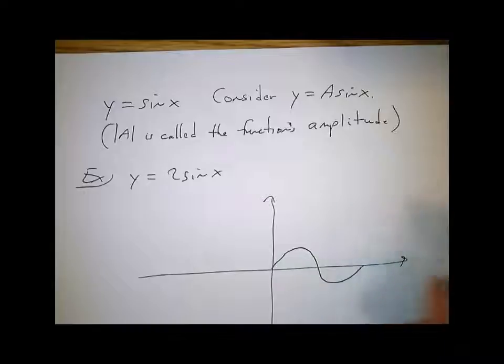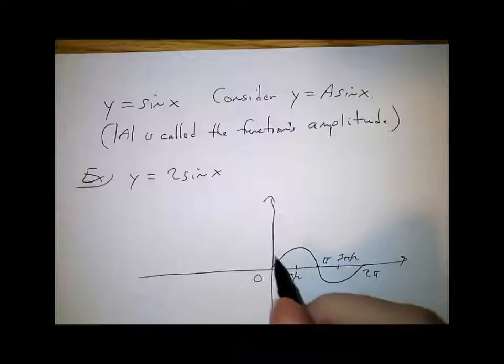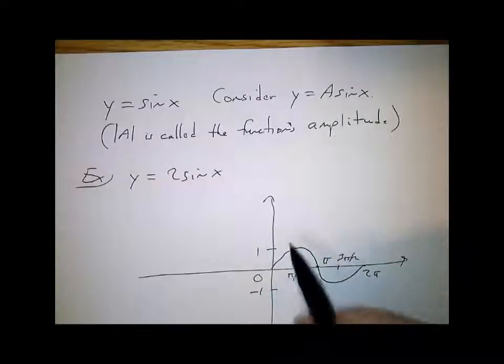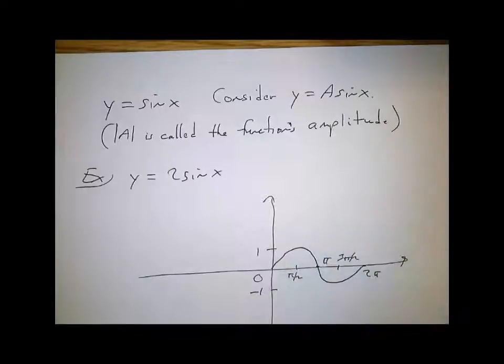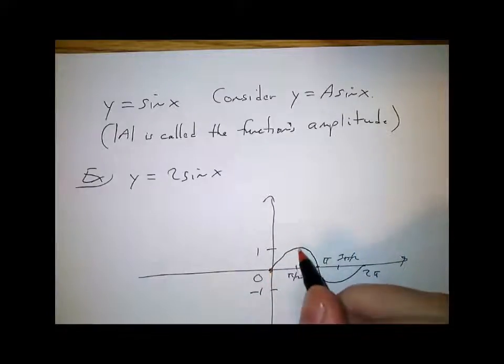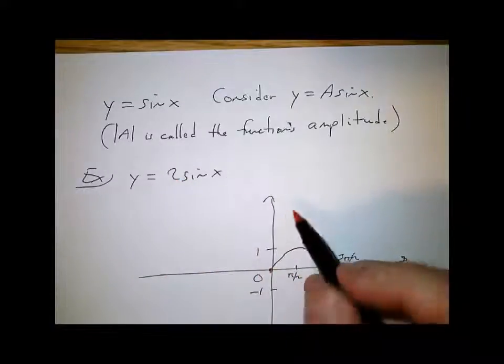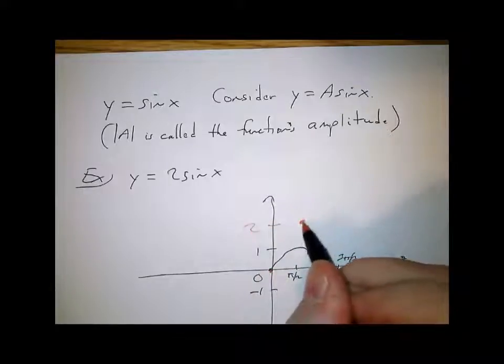There's one period, and I can extend this, right, both ways. Here's pi, here's 3 pi over 2, here's 2 pi. So this would be 1, negative 1. Now, what's going to happen to my y values here? Well, my y value at this point is 0, and 2 times 0 is still 0. But here, at pi over 2, sine is 1, so 2 sine pi over 2 is going to be 2. So I'm going to be up here now at 2.